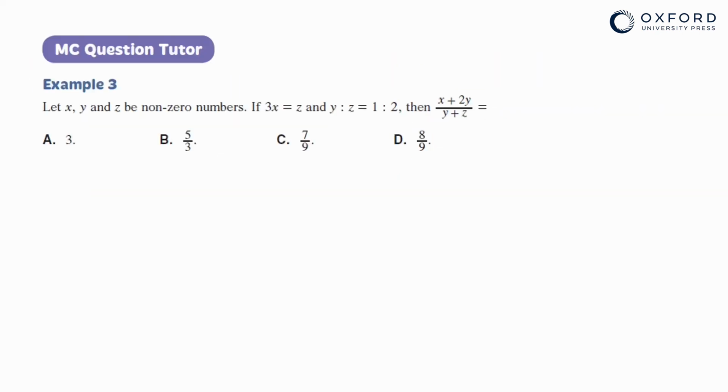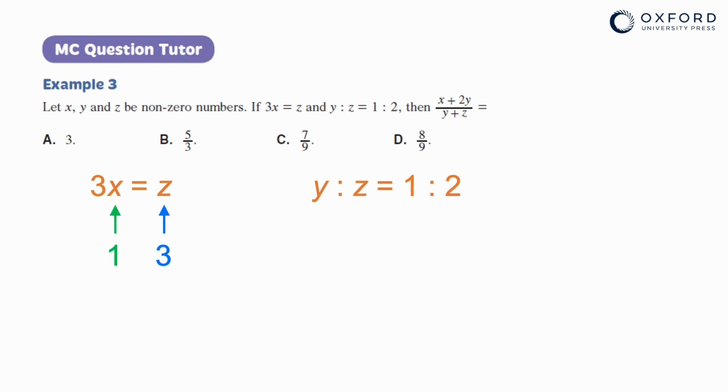In MC Question Tutor, the question provides two pieces of information. 3x equals z, and the ratio of y to z equals 1 to 2. We have to find the result of (x plus 2y) over (y plus z). Look at this equation first. We let x be 1. Therefore, z equals 3. And for the second piece of information, the ratio of y to z equals 1 to 2.